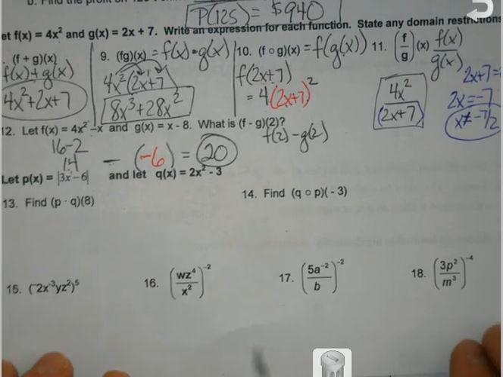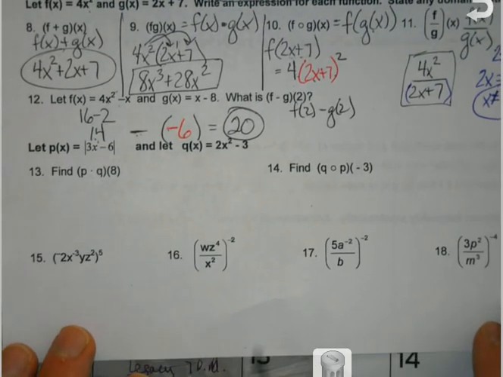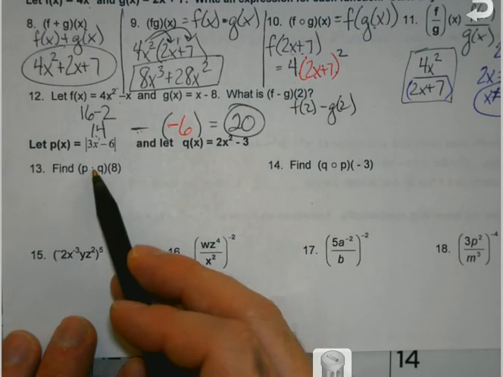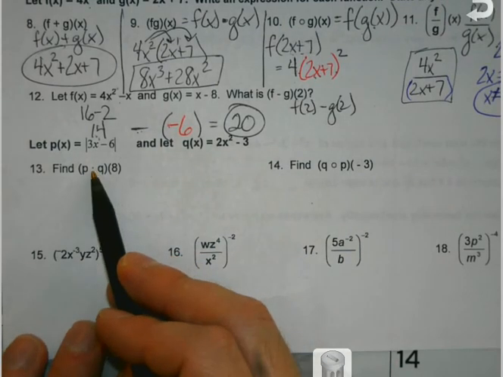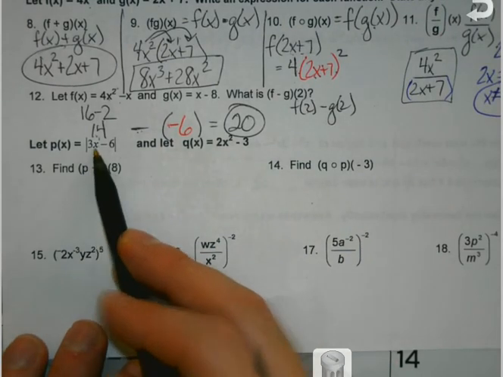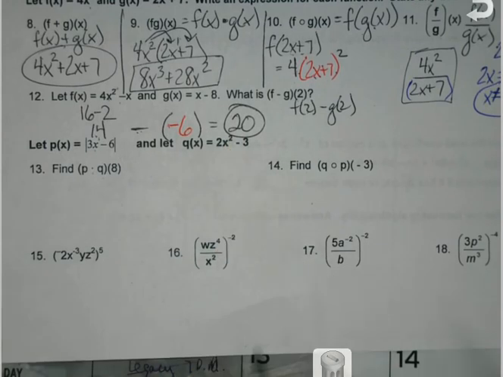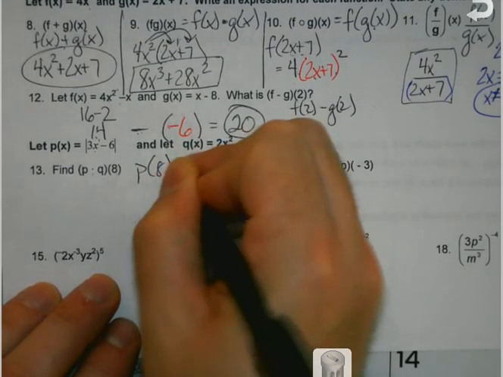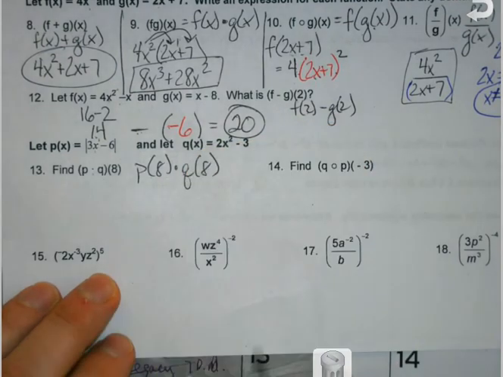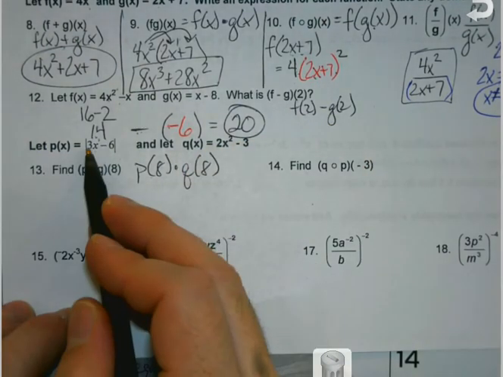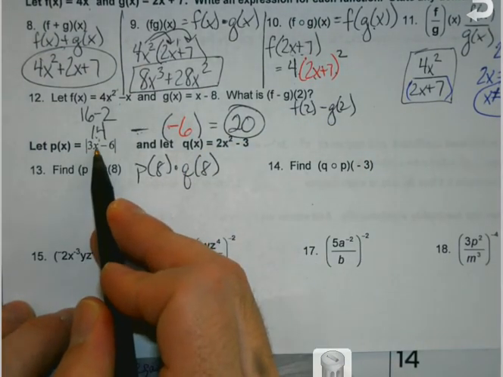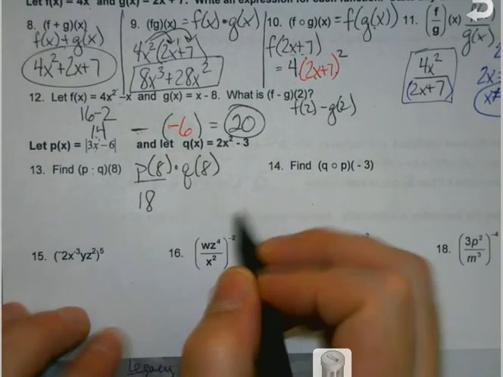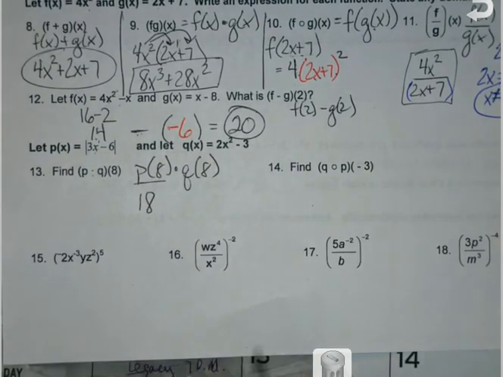And then a couple more things with our function notation, and then we'll get back into some of our exponent rules and things. Little dot, or just together as multiply. So I'm going to plug 8 in for x in both of these and then multiply those two solutions together. So we're doing P of 8 times Q of 8. So 3 times 8 is 24, minus 6 is 18. So that's my P of 8.